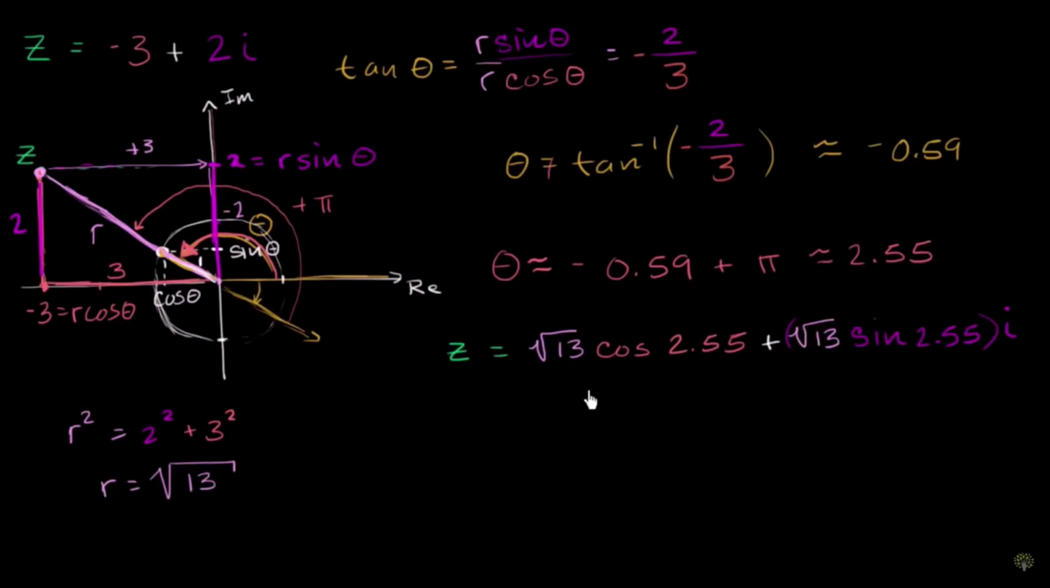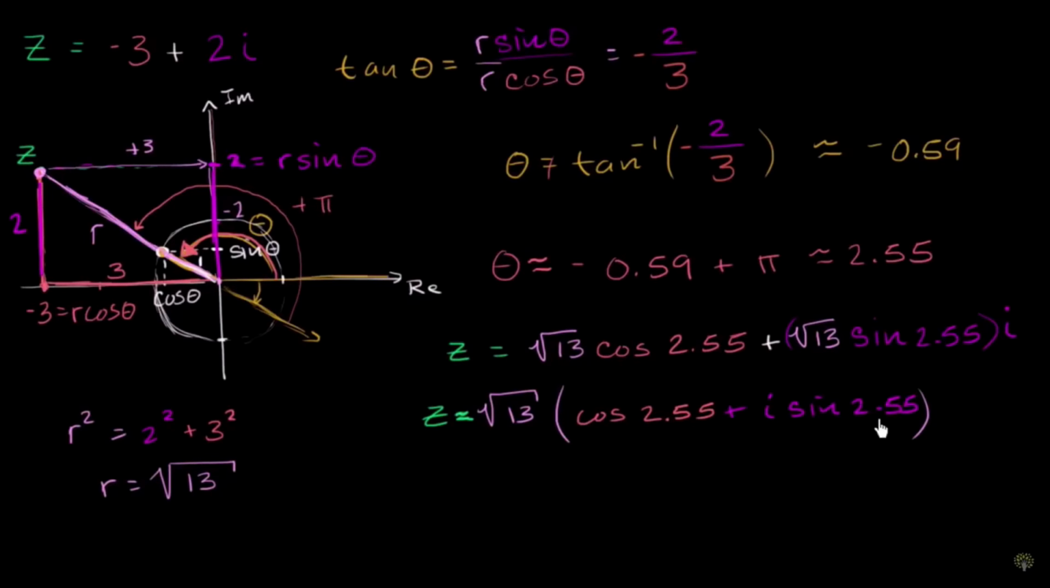And if we like to simplify it a little bit, or to really make clear what the r is here, we could factor it out. So we could say that z is equal to square root of 13 times cosine of 2.55. And once again, 2.55 is an approximation, so maybe I should say approximately equal to cosine of 2.55 plus, I'll throw the i in front, plus i times sine of 2.55.